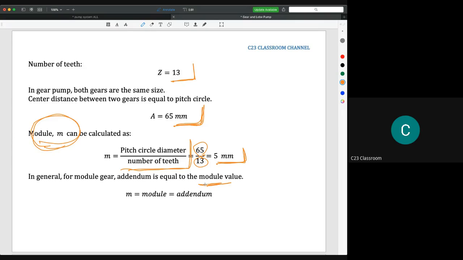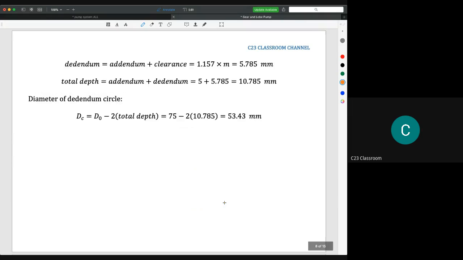So the module is equal to the addendum value, which means the addendum is actually 5 millimeters. Because we are using a module gear, the addendum is 5 millimeters. And then the dedendum, this is also a fixed equation for the module gear. So this is the information for you. The designer will create the addendum.